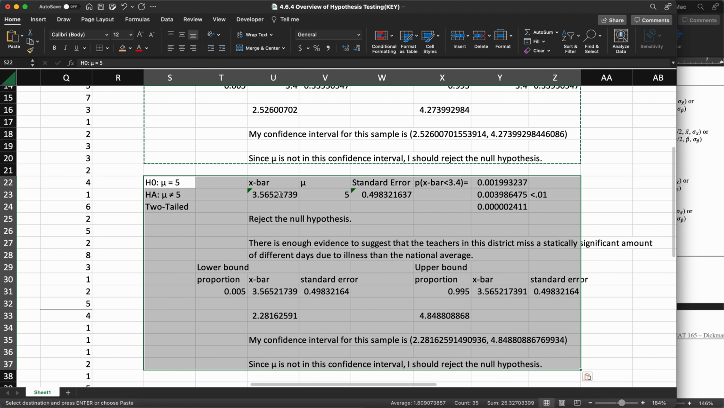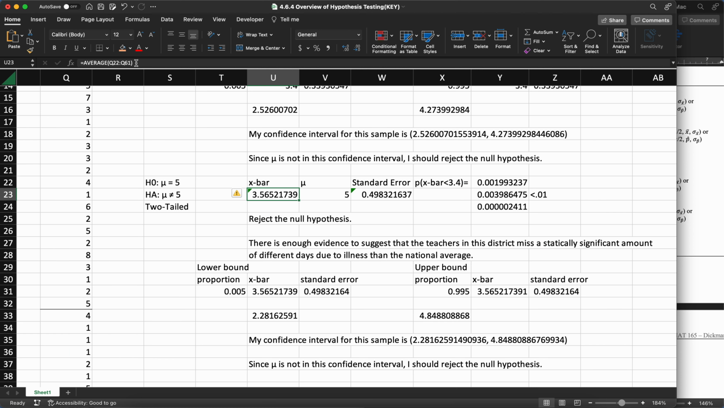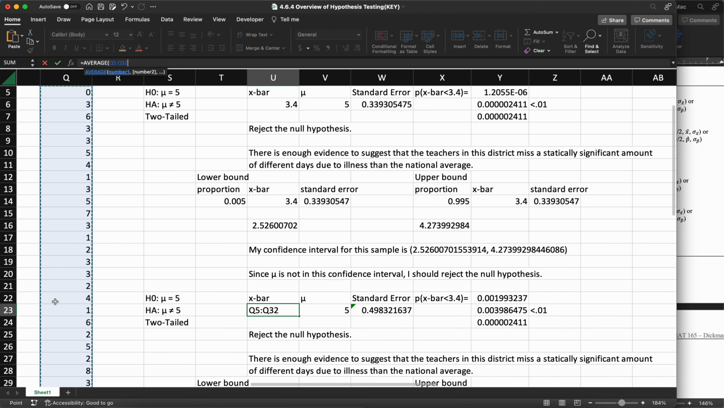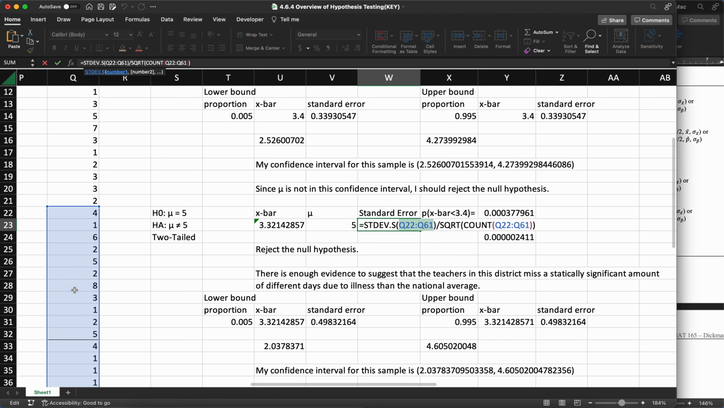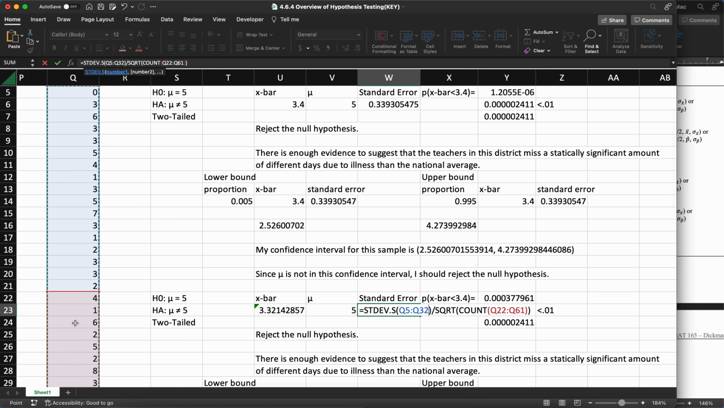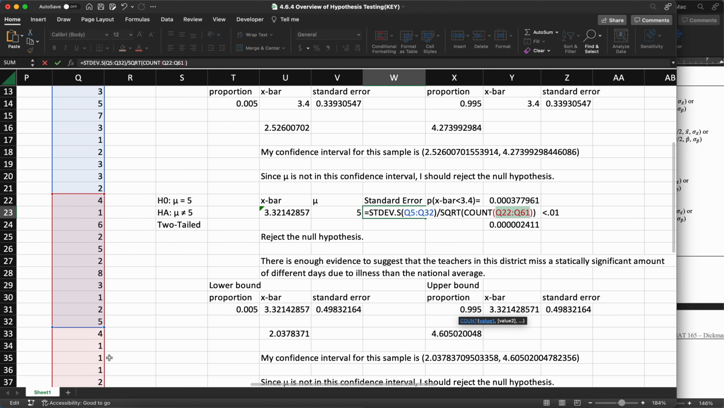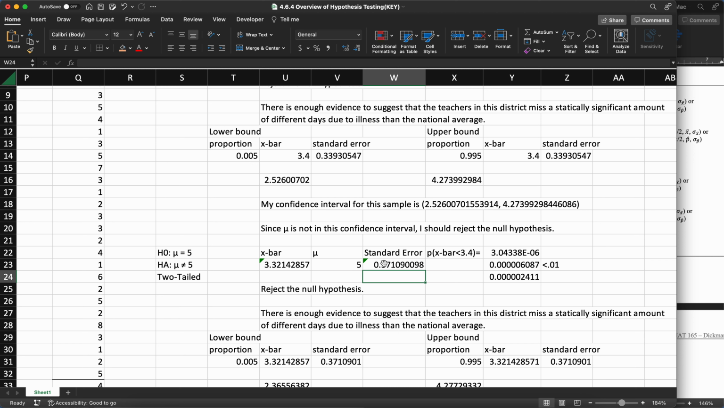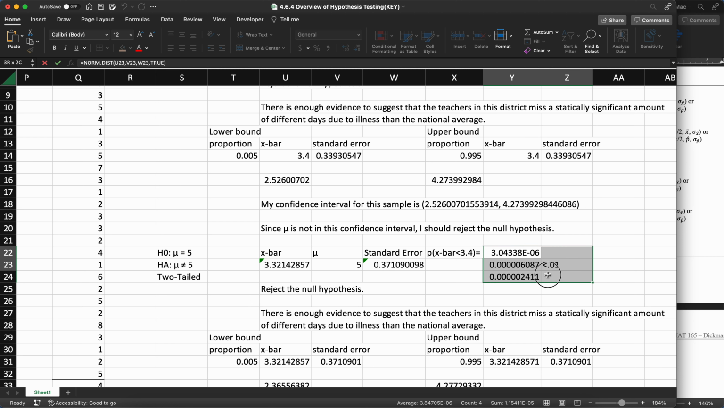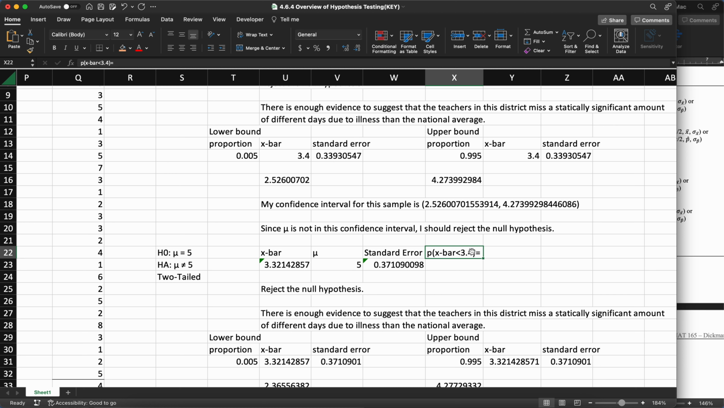My null hypothesis is the same. X bar is going to be different. So X bar is going to be the average, but it's just going to be the average of the first 28 values. And my standard error is going to be different because it's just going to be the standard deviation of the first 28 values divided by the square root of the count of the first 28 values. And so what you'll notice here is that these calculations are no longer valid, because in order to find the probability that we're less than 0.3, in this case 0.332, we need to first find the t-value.